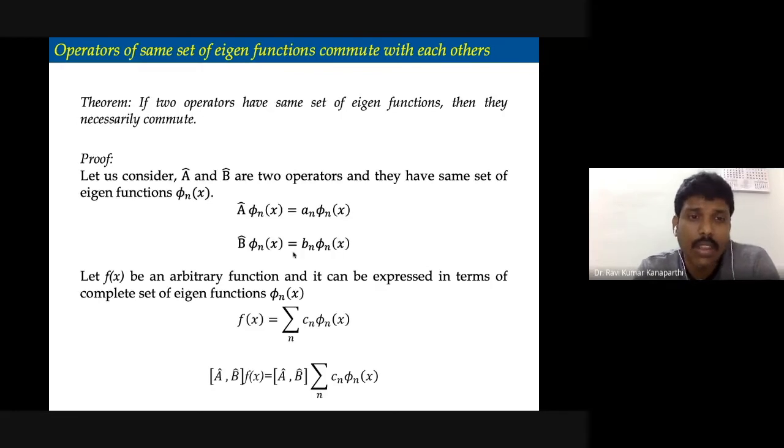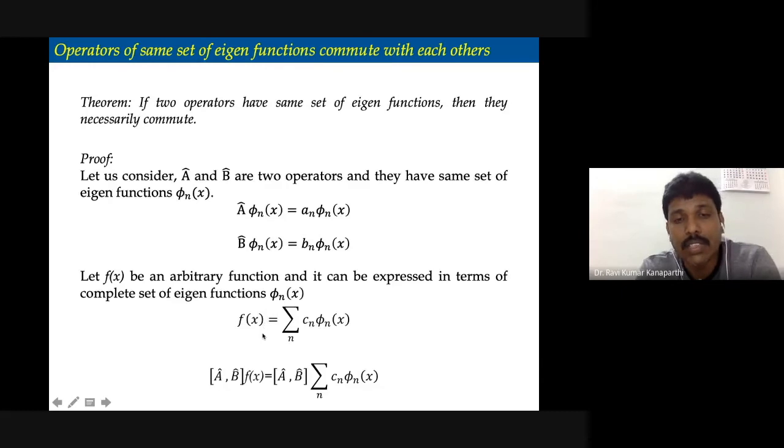Now we know one relation: since these are eigenfunctions, they form a complete set. All the eigenfunctions form a complete set, and if they are a complete set, any arbitrary function we can write in terms of the eigenfunctions. So based on that completeness property, we can consider phi of x as an arbitrary function, and it can be expressed in terms of the complete set of eigenfunctions phi n of x, in this fashion.